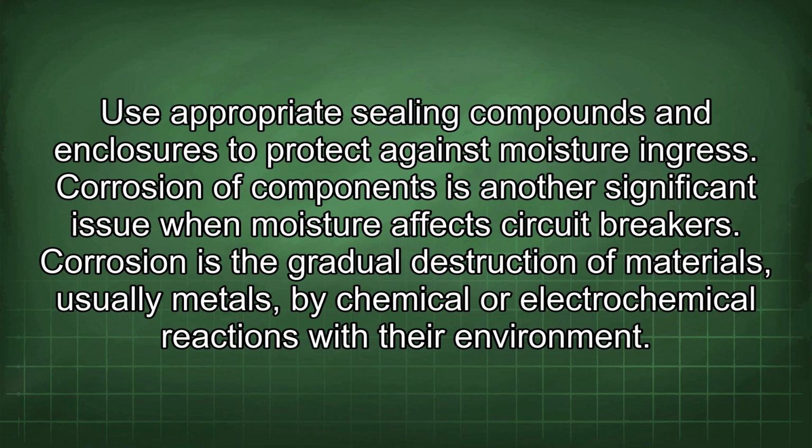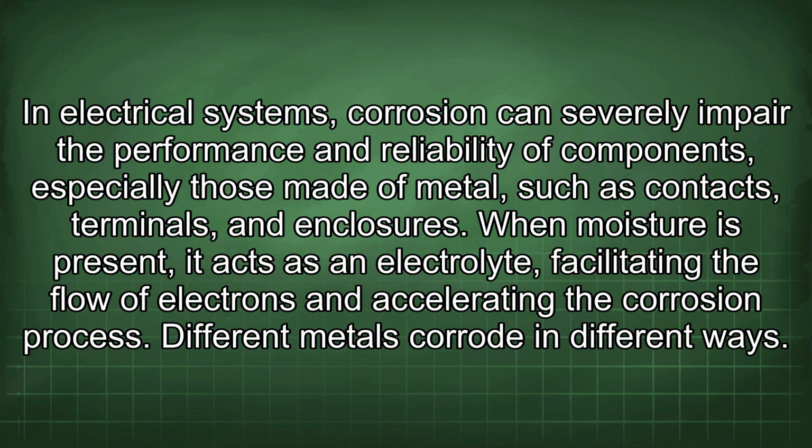Corrosion is the gradual destruction of materials, usually metals, by chemical or electrochemical reactions with their environment. In electrical systems, corrosion can severely impair the performance and reliability of components, especially those made of metal, such as contacts, terminals, and enclosures. When moisture is present, it acts as an electrolyte, facilitating the flow of electrons and accelerating the corrosion process. Different metals corrode in different ways.